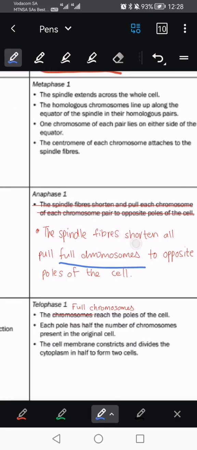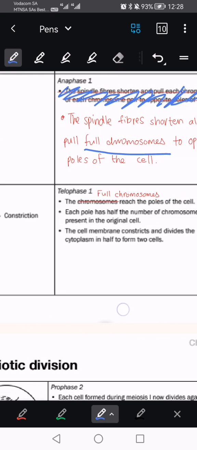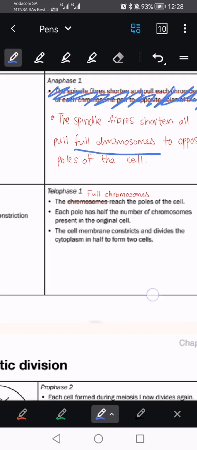Full chromosomes. The spindle fibers shorten. That's why I took this part out here. The spindle fibers shorten and pull full chromosomes to opposite poles of the cell. Now, what I want to tell you here with meiosis, the only way that you're going to understand meiosis is by doing past paper questions. You need to be actively reinforcing the knowledge, right? You can't just go in and memorize the table. The table's not going to help you. You need to be able to understand what is happening by doing past paper questions.